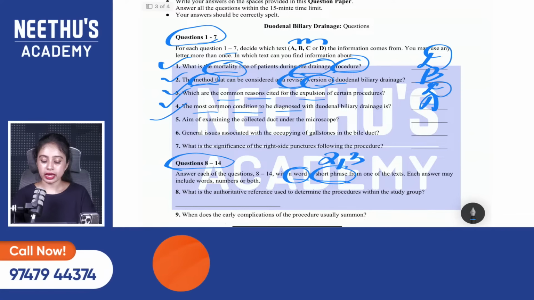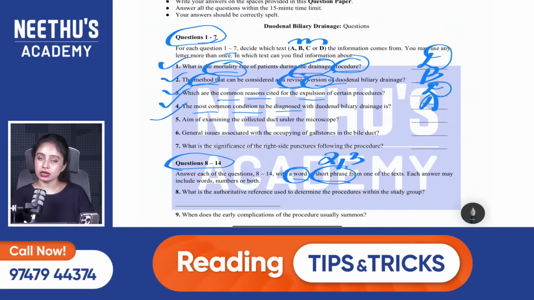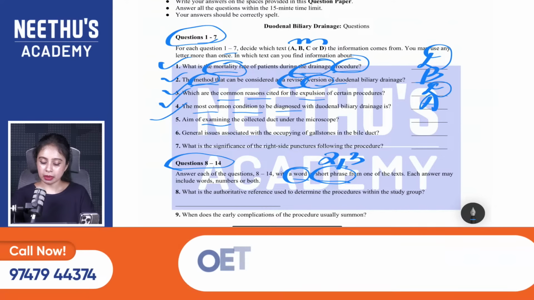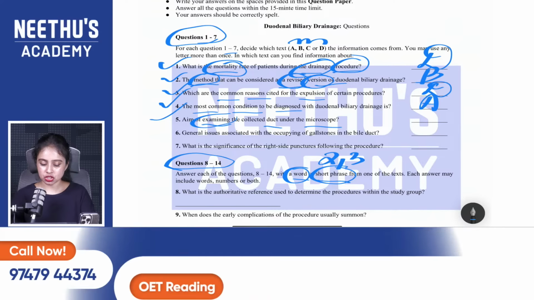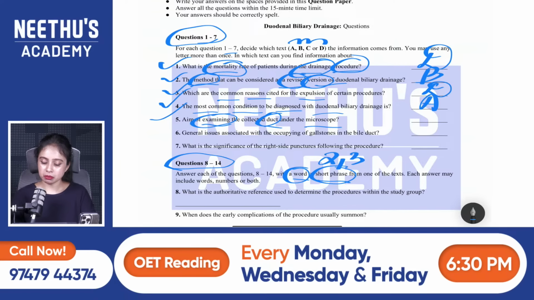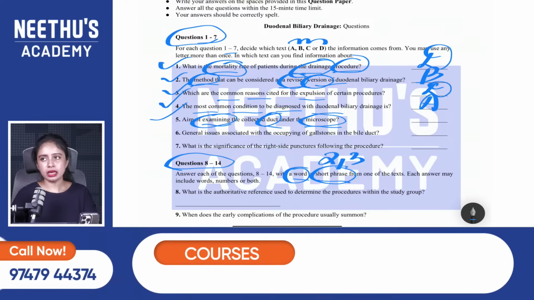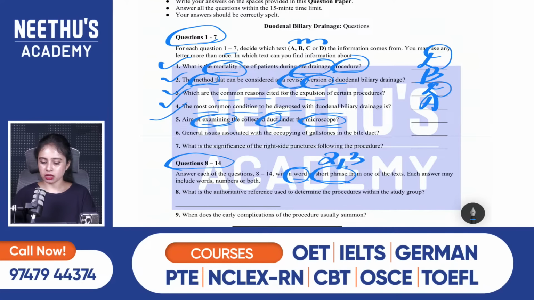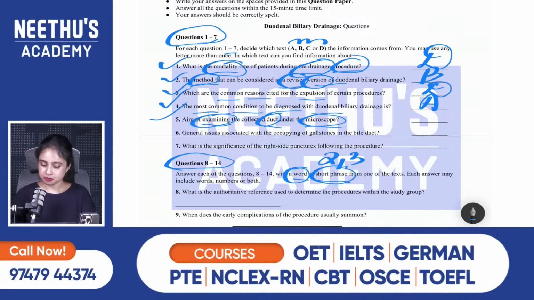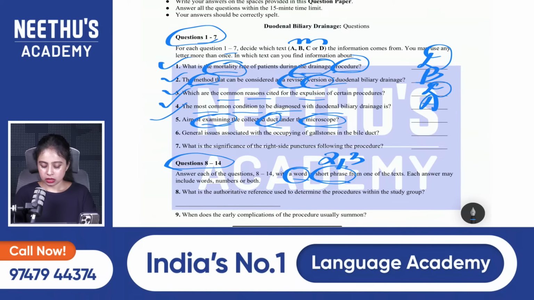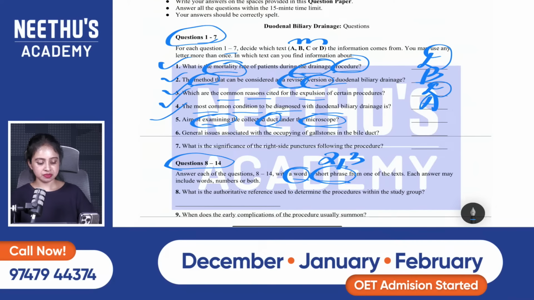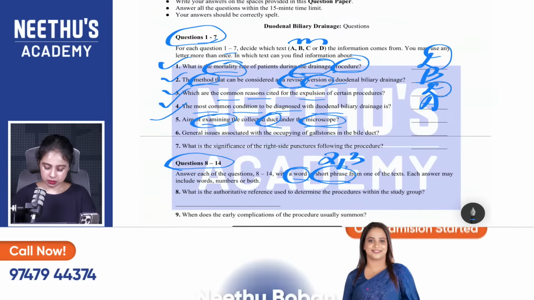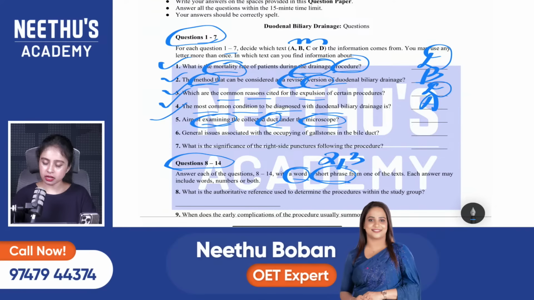Then fifth one: aim of examining the collected duct under the microscope. Keywords are examining, duct and microscope. So where is it mentioned? Examine is there, duct is there, microscope is there. Which text? Fifth one. Yes, right answer. Yes, Susan, Billa, Shubhajit, Saranya, that's from A.